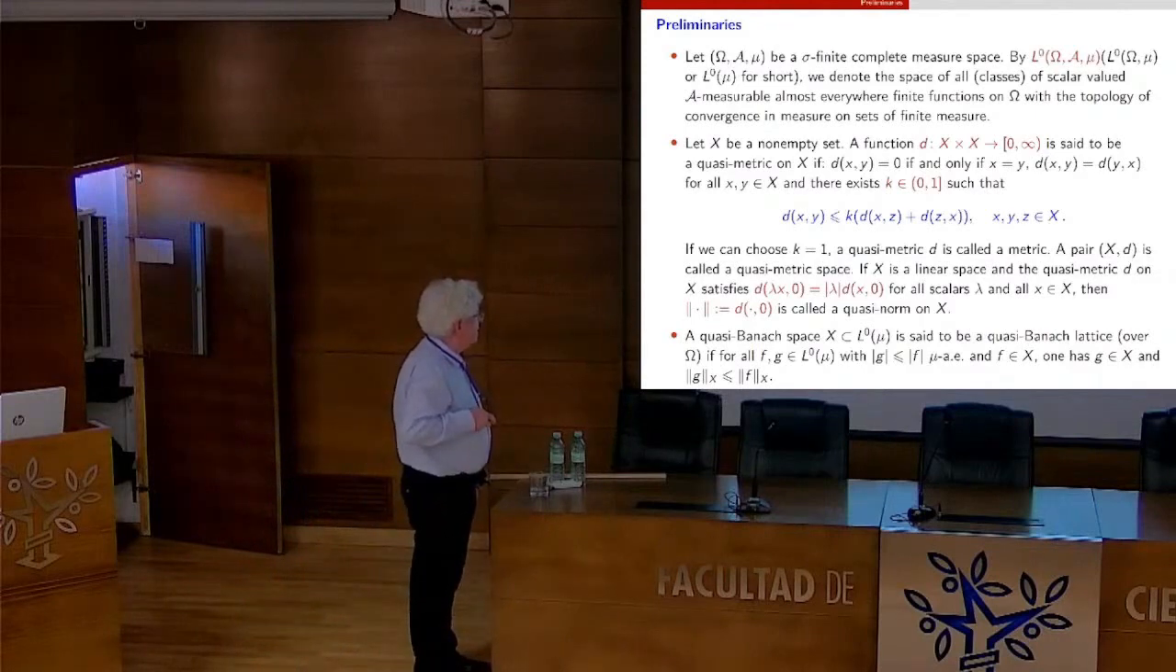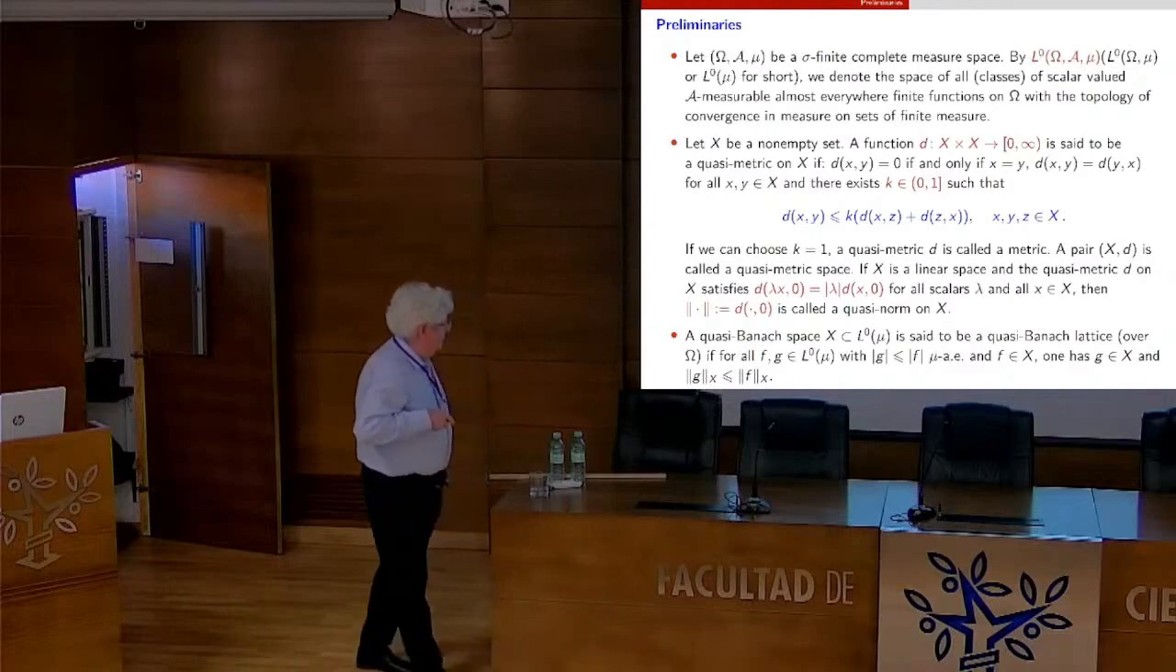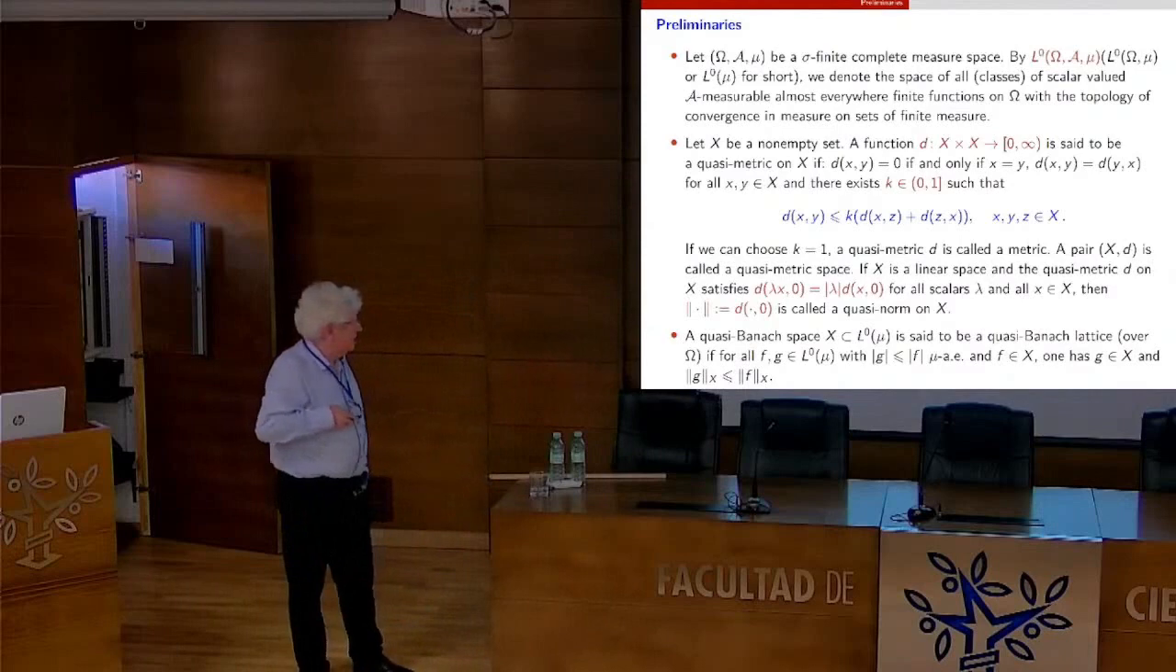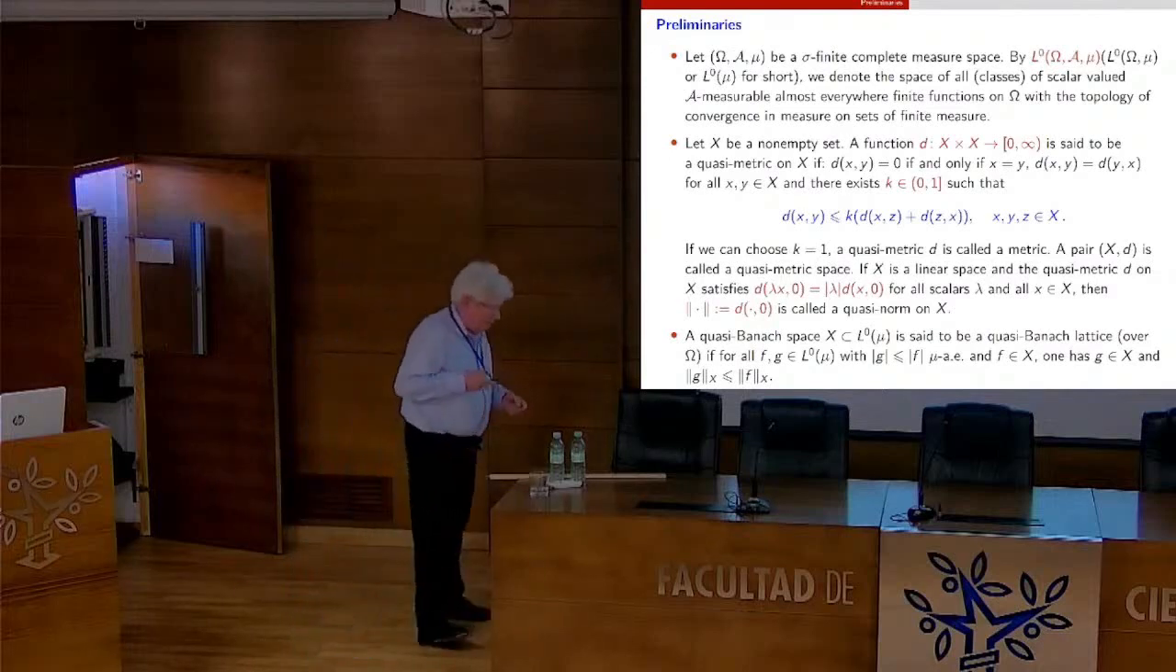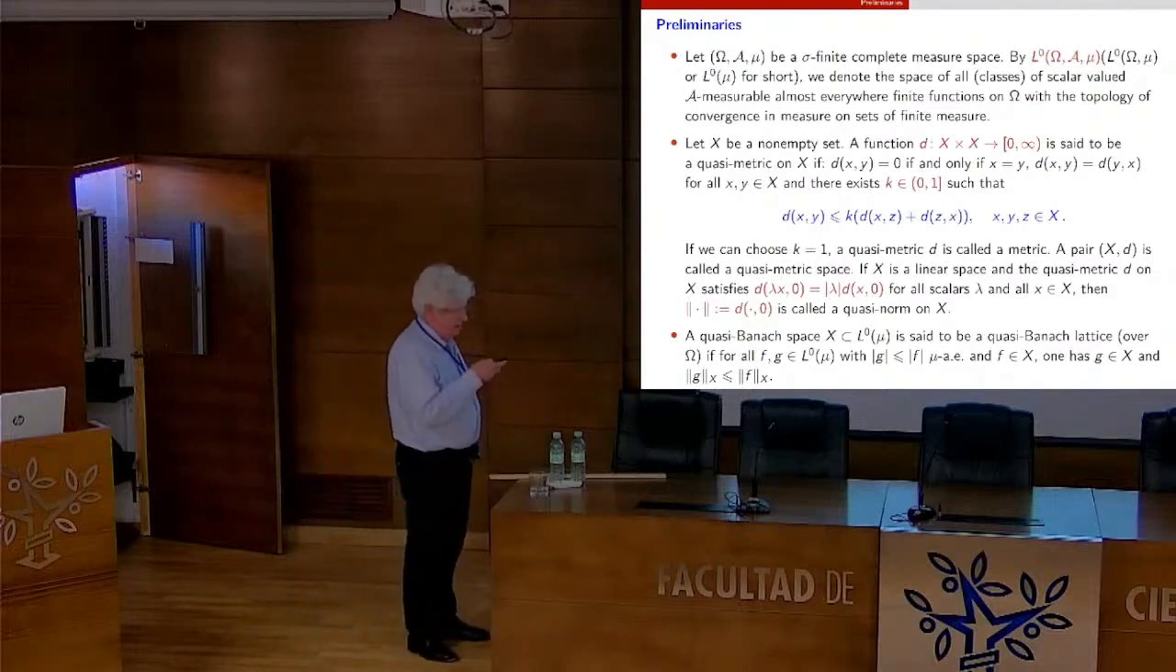So a quasi-Banach lattice, which is a linear subspace of the space L0, is called a quasi-Banach lattice whenever it has an ideal property in this sense. If modulus of f is greater or equal almost everywhere to g, and f is in the space, then g is also, and then we have the monotone property for this quasi-norm.